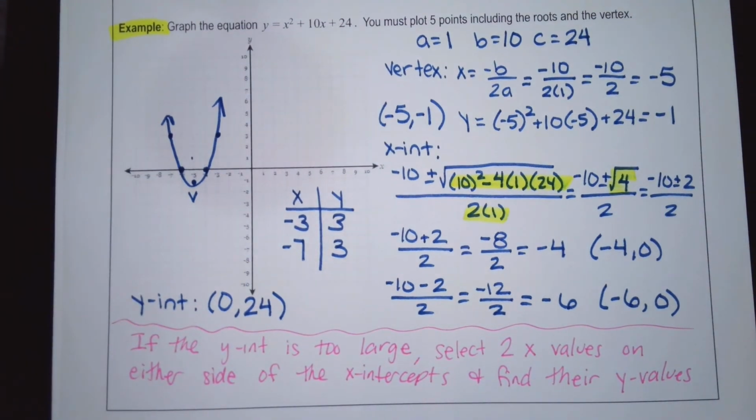and we can connect as a U shape. So that's the only thing you have to realize. If your y-intercept is too large, you need to select two other x values to plot instead. But we are now done with graphing in standard form.